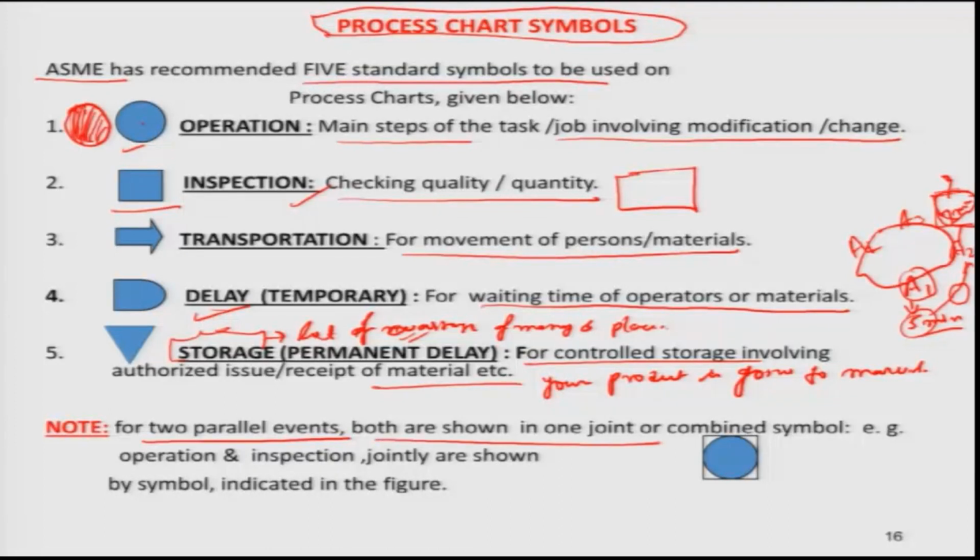And suppose that in any workstation where two operations are happening parallelly, then you will have to make this kind of symbol. For example, suppose that in a workstation where operation and inspection are happening parallelly, then you will represent it as one square, and in the center there is a circle. Okay. The square is for inspection, and the circle is used for operation. Okay. So, this symbol is used for parallel operation.